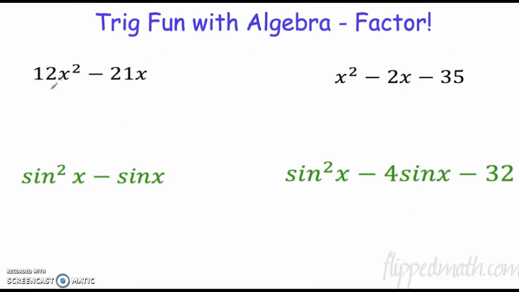So again, we can factor out a greatest common factor. I know the greatest common factor here is 3x. So I'm left with 4x minus 7. I just took a greatest common factor out. When I look down here, what's my greatest common factor? Well, it's sine x. If I take a sine x out of here, I have 1 sine x left. If I take a sine x out of here, I have just a 1.